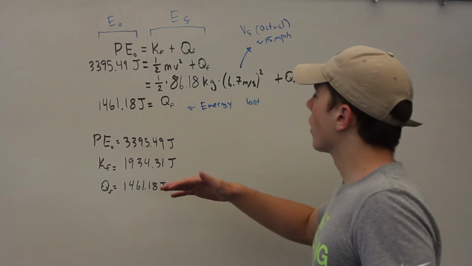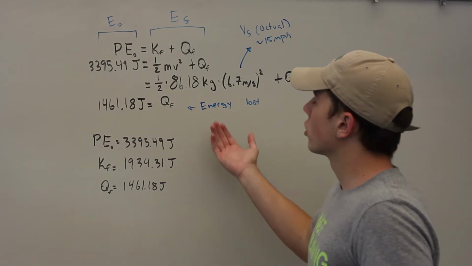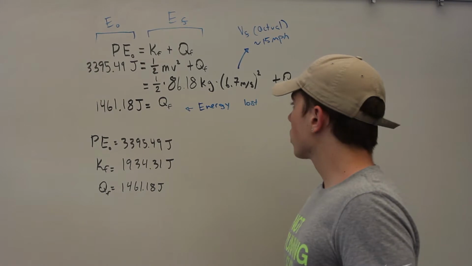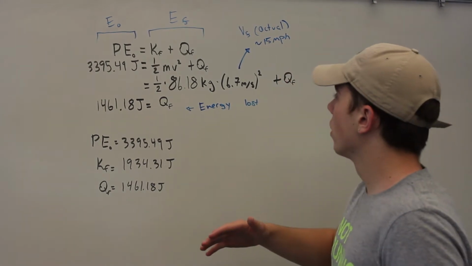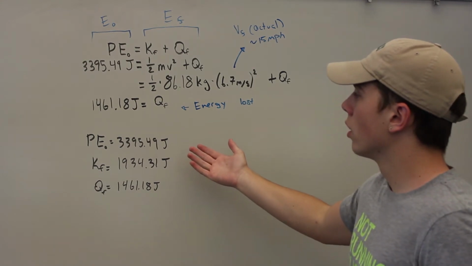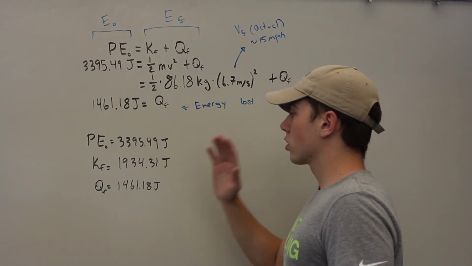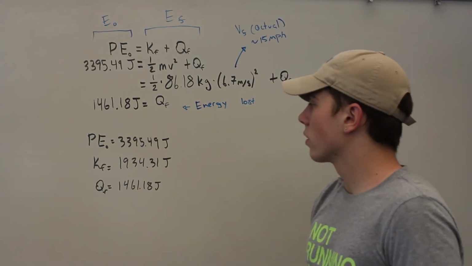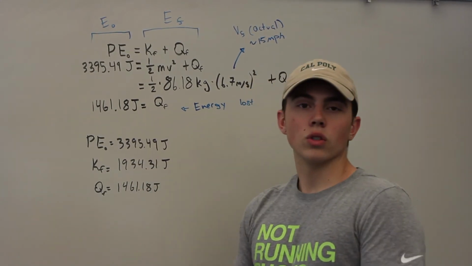Through that, we can calculate that the amount of energy lost as heat was 1,461 joules. Given that, we know that the initial potential energy was about 3,300. We lost around 1,500, so we kept about 1,900 joules of energy as kinetic.